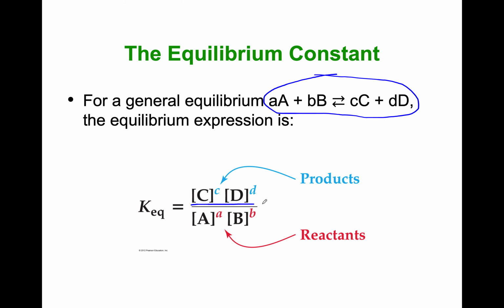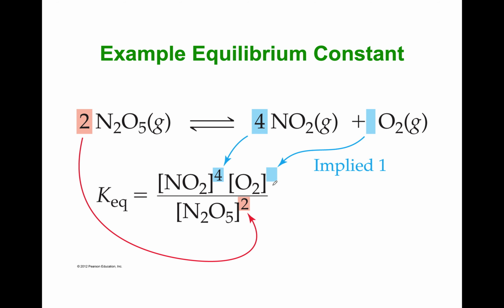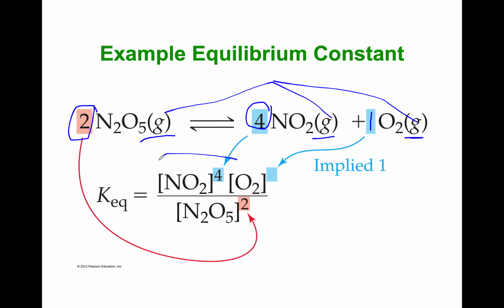But the products go up top. You raise them to the coefficient. So if that's a 2, that's a 3, you raise it to that exponent. And then the reactants are on the bottom, raised to those exponents. So now the third example, this is a real example here. 2N2O5 gas goes to 4NO2 gas and 1, remember that implies a 1 there, O2 gas. So I'm really emphasizing the states because that matters. In this case, they're all gases, so they all go in the equilibrium constant.